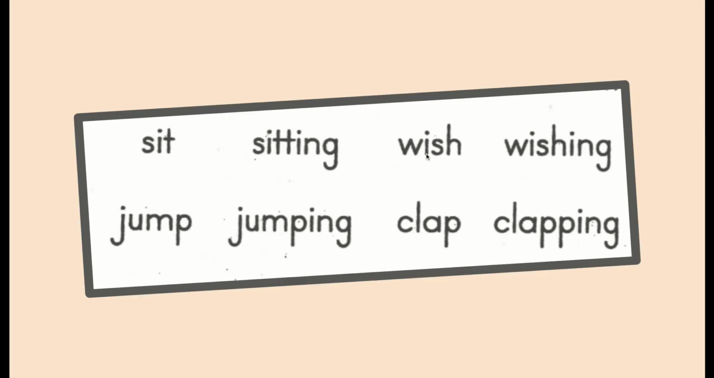Wish. Wish has one vowel, but it ends in two consonants, so we don't have to double the last letter. Wish, wishing. Jump has one vowel, but ends in two consonants, so we don't have to double the last consonant. Jump, jumping. Clap, one vowel, ends in a consonant, so before we can add ing to the end of the word, we have to double the P. Clap, clapping.